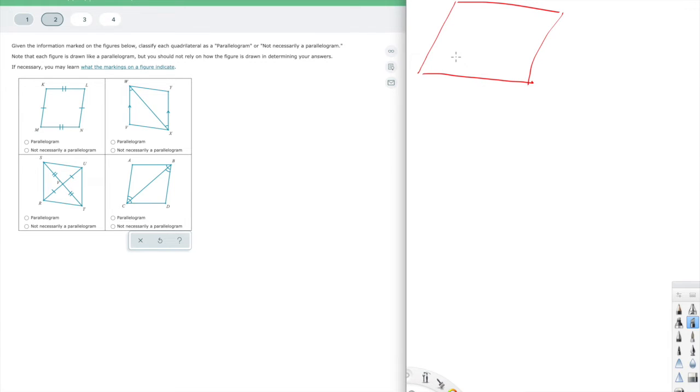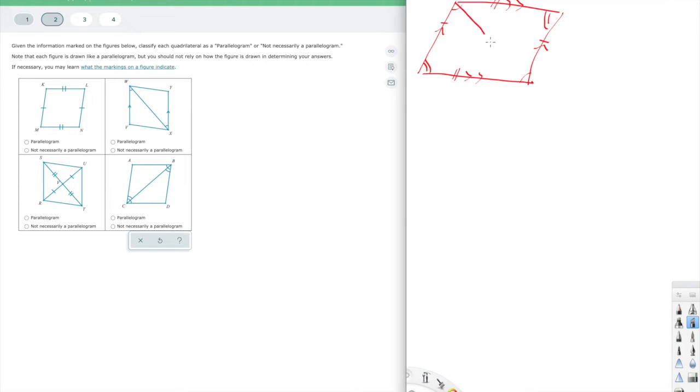So if I start with a parallelogram, then I know opposite sides are parallel. That's the basic definition of a parallelogram. I know opposite sides are congruent. That's one of the first properties. Opposite angles are congruent. So going across like this, opposite sides of the parallelogram. So opposite angles and opposite sides are congruent.